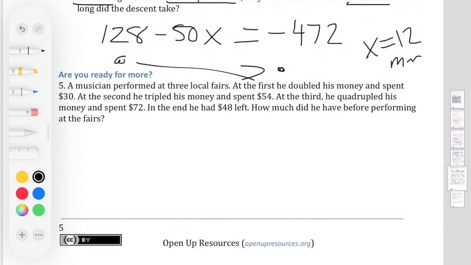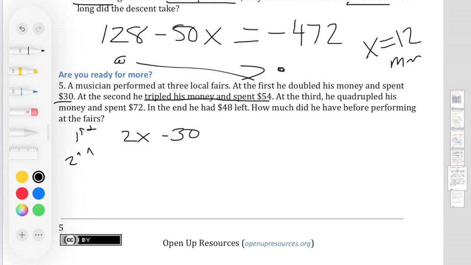Then our musician, for Are You Ready for More? He went to 3 local fairs to perform. At first, he doubled his money. So first, he doubled his money and then spent $30. Then the next time around, at the second fair, he tripled his money and spent $54.